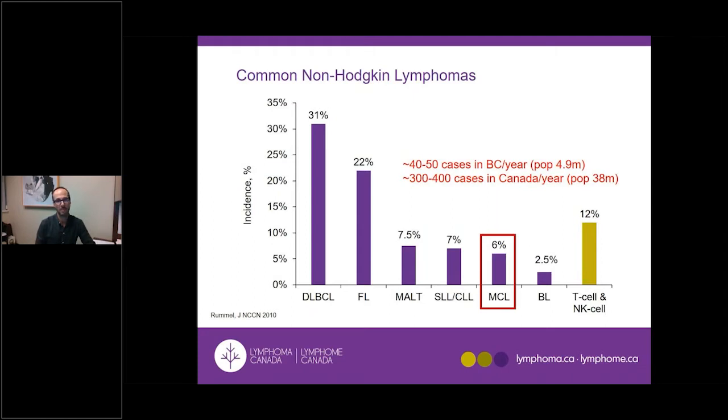So crunching some numbers, in British Columbia, we see around 40 to 50 cases per year. Our population is about 5 million. So if you think about the population of Canada, which is about 38 million, we see about 300 to 400 cases in Canada per year. That's a rough estimate, but that just gives you the sense that this is and isn't common.